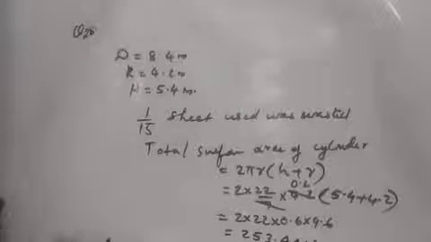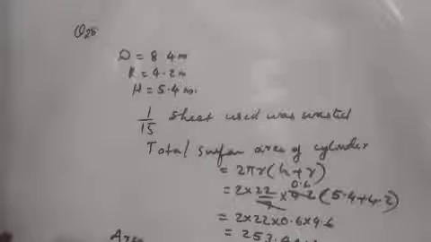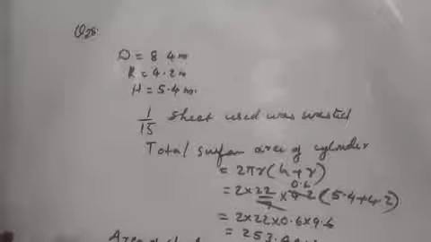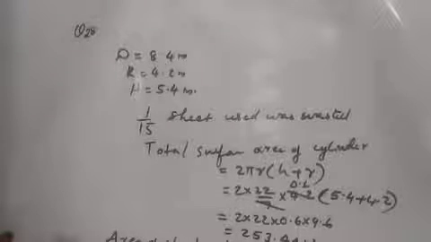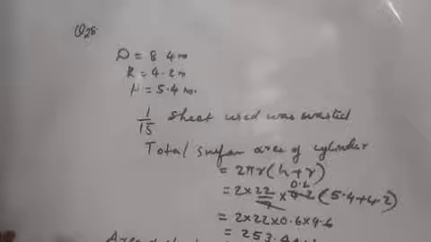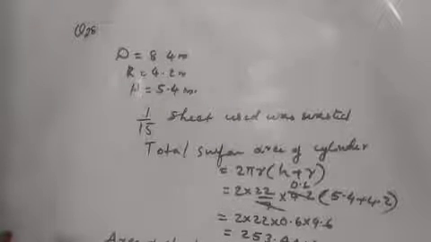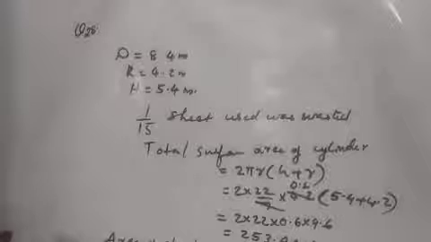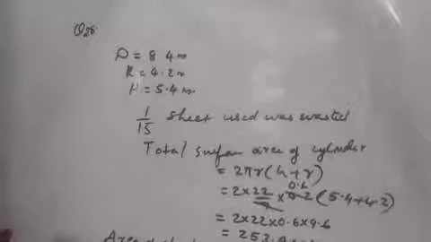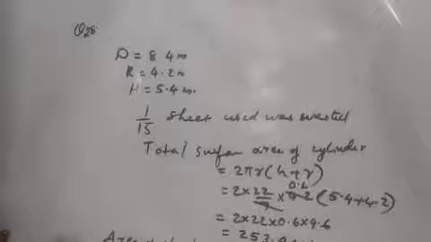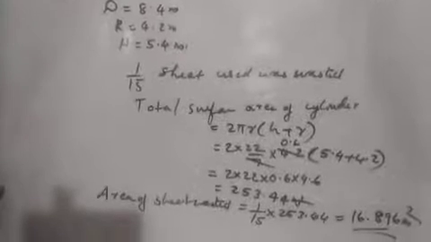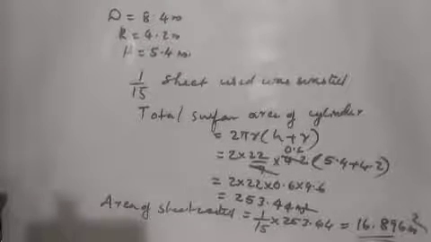Now, the area of the sheet wasted. It is given in the question that 1/15 of the used area, that is 253.44, is wasted in making the tank. So calculate it. Divide 253.44 by 15, that is 16.896. You calculate in the working column all these values. Okay, operations you have to do in the working column.